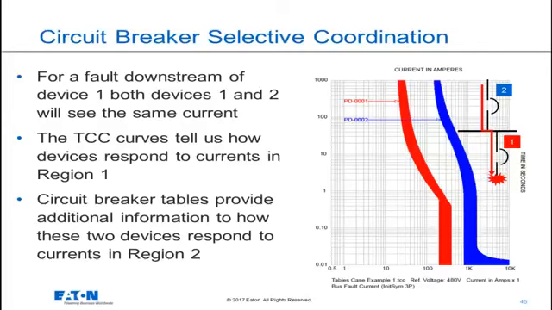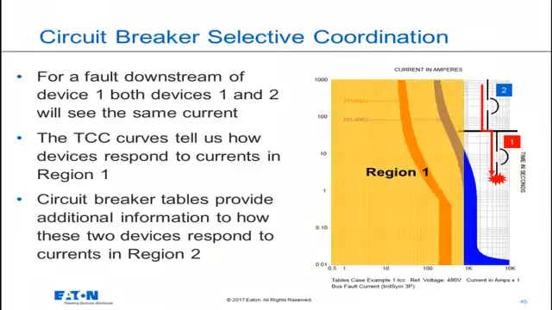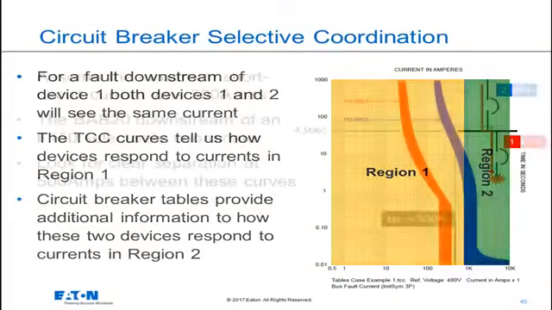Time current characteristic curves, as those shown here, are what you will see when reviewing a selective coordination study. This plot shows how these two devices relate to each other and respond when a current passes through them. The curves tell us clearly what happens for those currents in zone 1. Circuit breaker tables provide additional information beyond what the TCC curves show us for those fault currents in region 2.